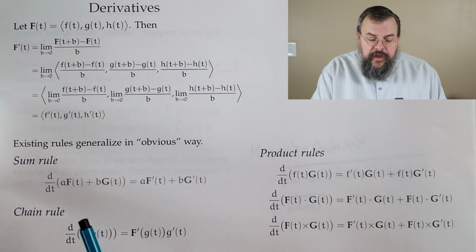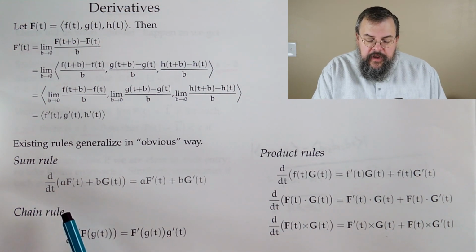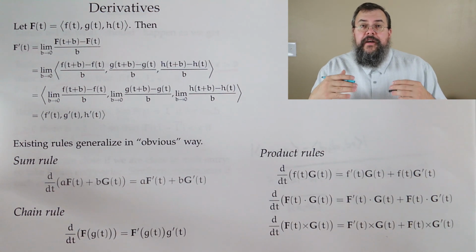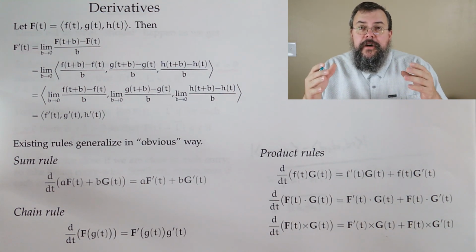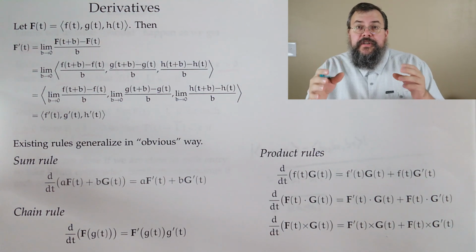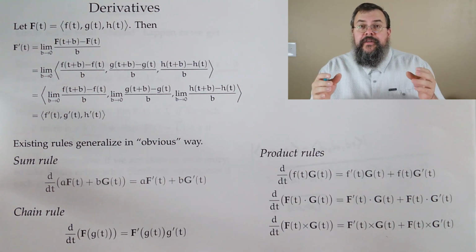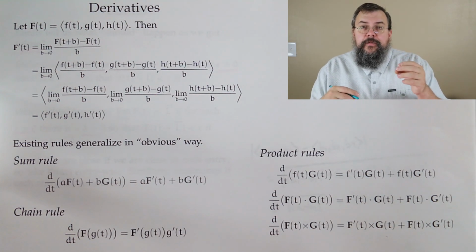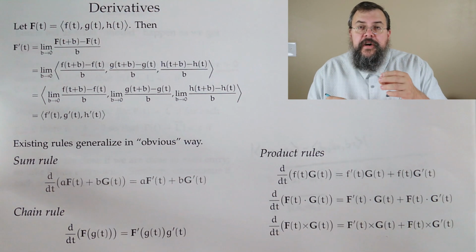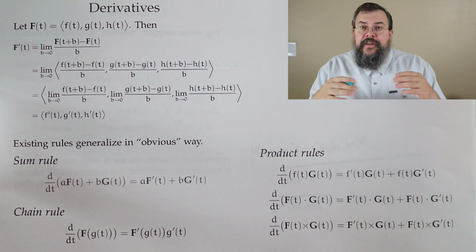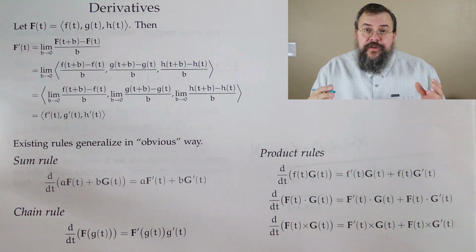For instance, the sum rule works. And what does that mean? Well, it says if I want to take a derivative of two vector valued functions being added together, take the derivative of each one separately and add the results. In a similar way, we can multiply by a constant: if I have a constant times a vector valued function, take the derivative of the vector valued function and multiply by the constant, just as we did before, which is great.